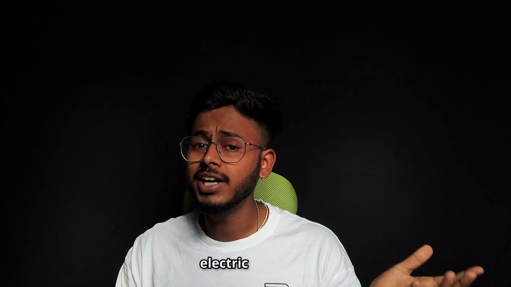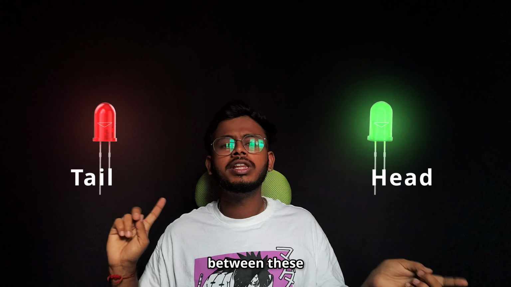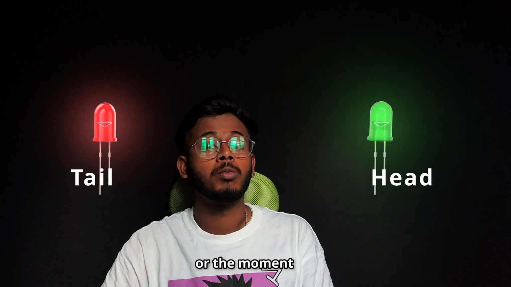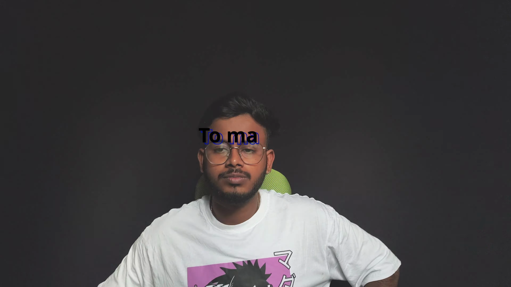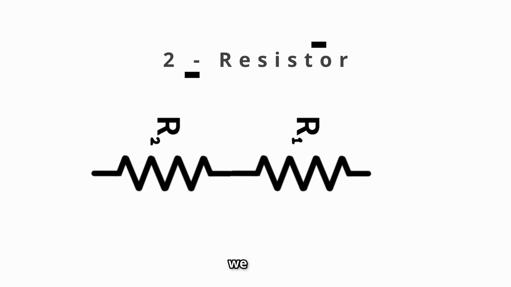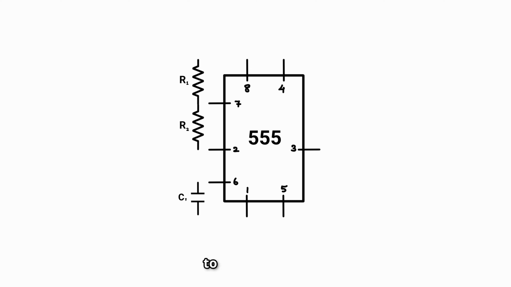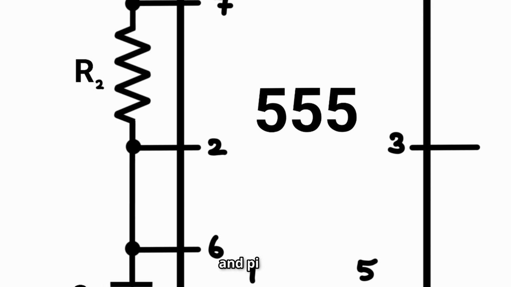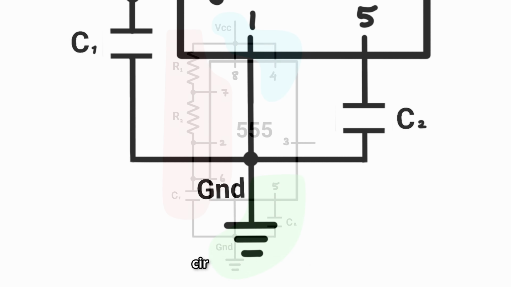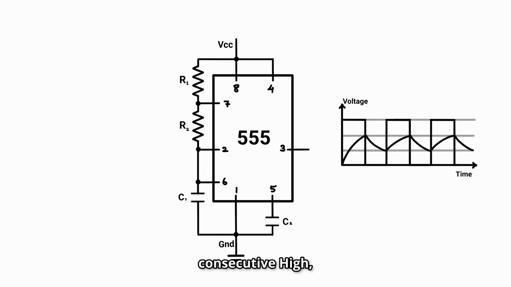And since we are using electrical energy, we can have two LEDs, one for head and one for tail. We can alternate between these two LEDs, and the moment we stop or the moment we press the button, it needs to hold on to either the head state or the tail state. To make an astable multivibrator, at minimum we need two resistors, one capacitor and one IC555, and those need to be connected as shown here. As you can see, pin 8 is connected to VCC and pin 1 is connected to ground. When we power the circuit, from pin 3 of the 555 we get a square wave like this, and for each consecutive high, we are going to alternate between the head and tail LEDs.